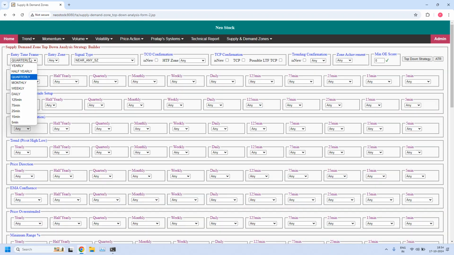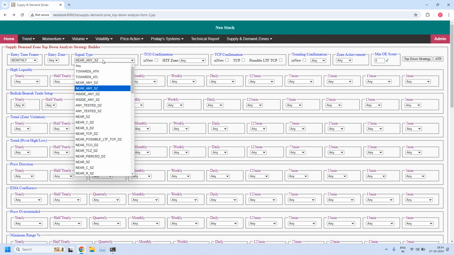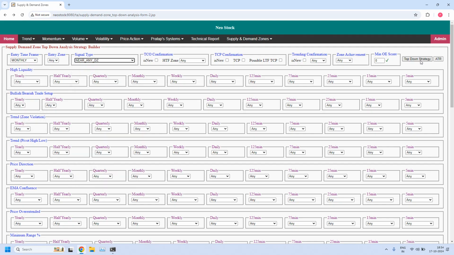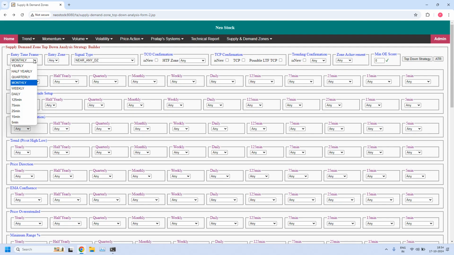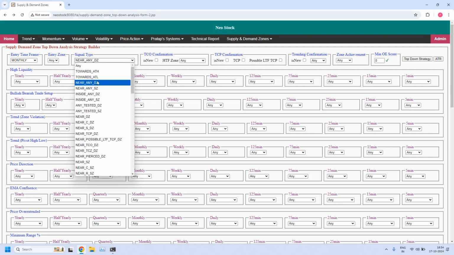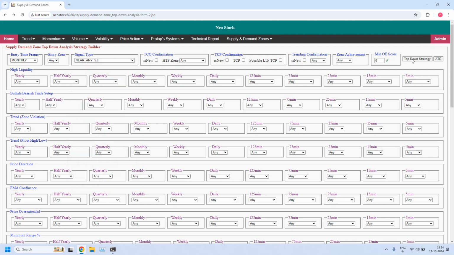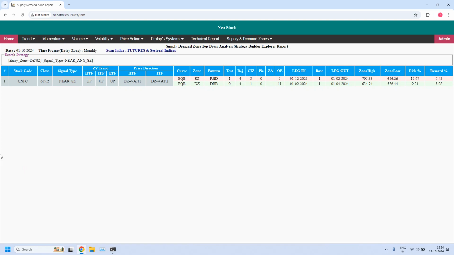Next time frame is monthly. Let us find the stocks near monthly demand zone. 6 stocks are filtered which are near to the monthly demand zone. Next for monthly time frame, let us find the stocks near monthly supply zone. 1 stock is filtered near to the monthly supply zone.